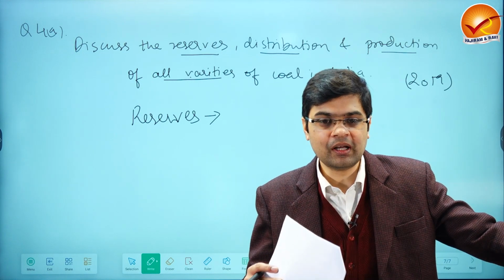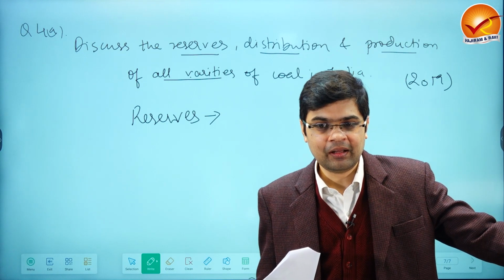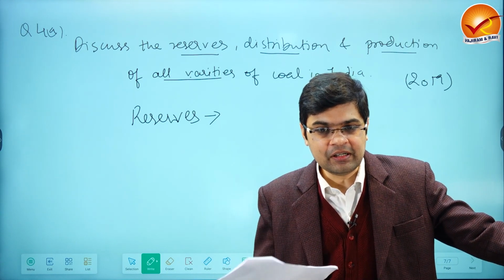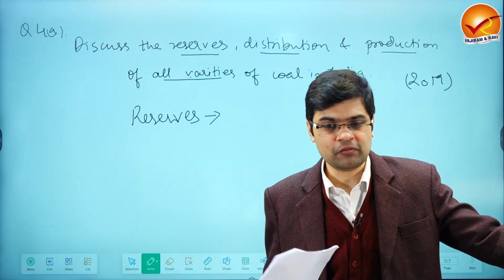You can talk about Narmada, Son, Godavari lineament. ठीक है? That resulted in the formation of coal.